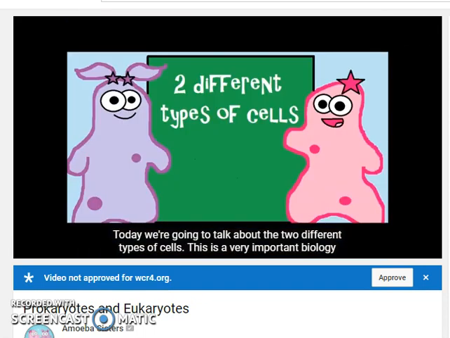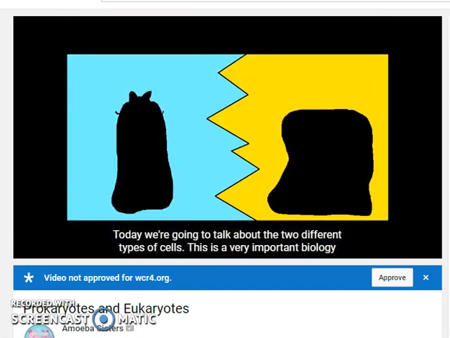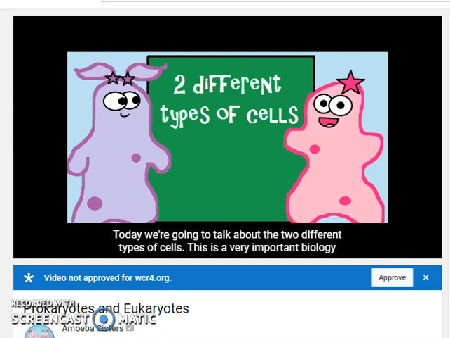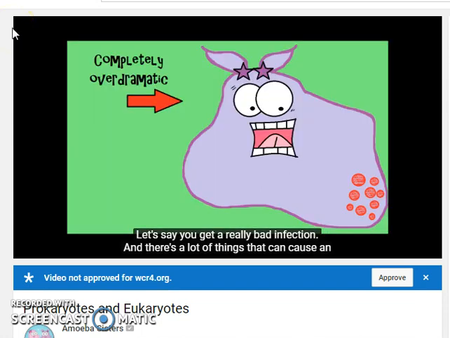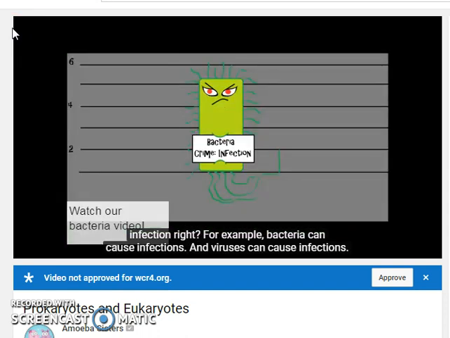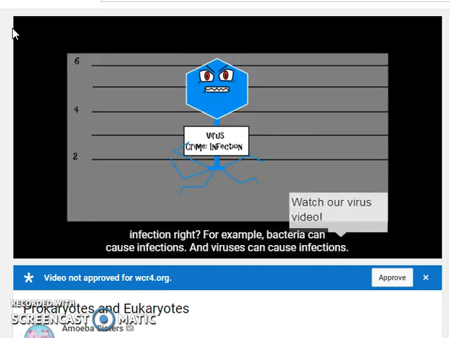Today we're going to talk about the two different types of cells. This is a very important biology objective, but it's also really important in daily life. So let me give you an example. Let's say you get a really bad infection. And there's a lot of things that can cause infections, right? For example, bacteria can cause infections, and viruses can cause infections.